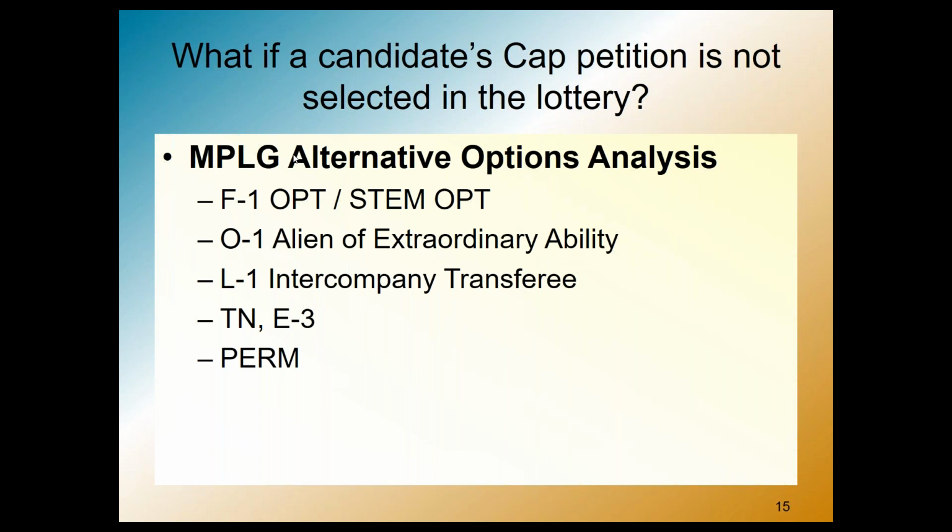If you have entities abroad, we can talk about maybe considering an L1 for an intercompany transferee, which has requirements of its own. We do this analysis anyway, but if someone holds an Australian, Canadian or Mexican passport, we can look at the different treaty visas. And then finally, it might make sense to start the PERM process in certain situations, which we can also discuss as well. But there are other options we can look at. We can't guarantee anything, but we are very happy to look at the different alternatives.